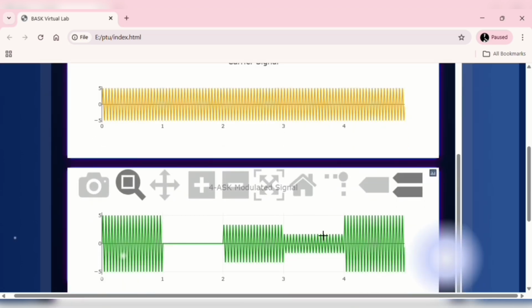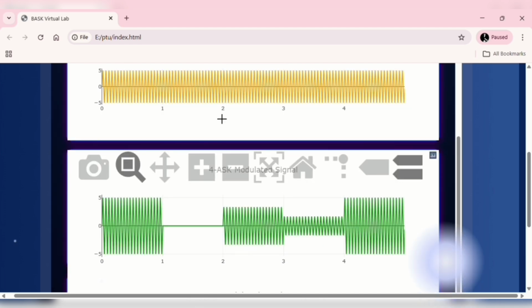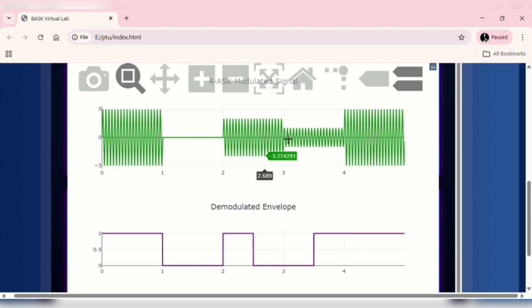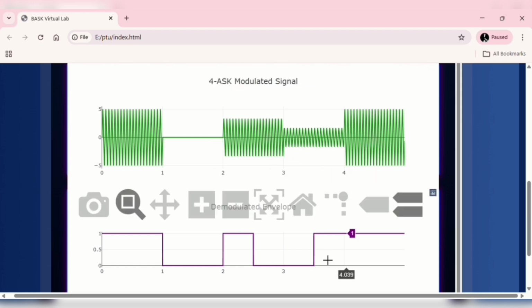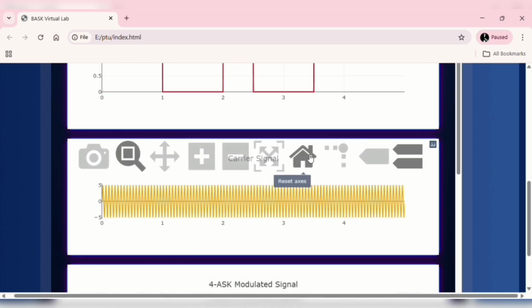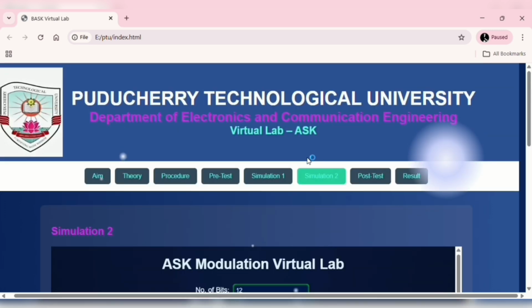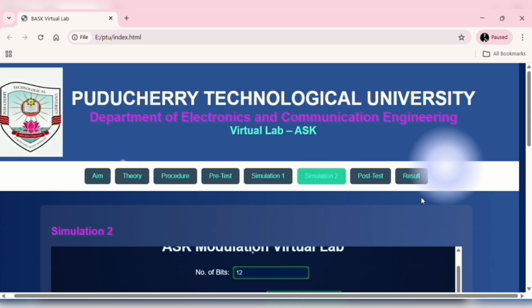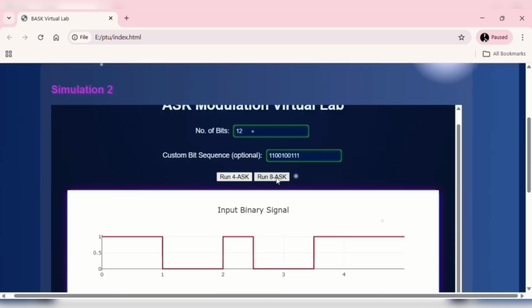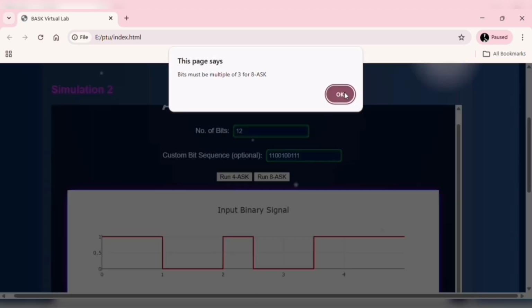In 4 ASK, two bits are grouped together to form one symbol. Since there are 2 bits per symbol, the signal can have 4 different amplitude levels, representing the 4 possible combinations 00, 01, 10, and 11. As you see, the waveform displayed shows the 4 ASK modulated signal, where the amplitude of the carrier changes according to the grouped binary data.